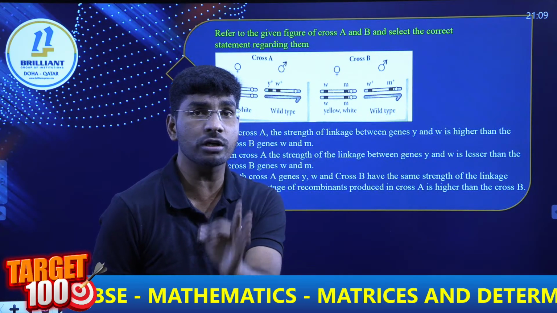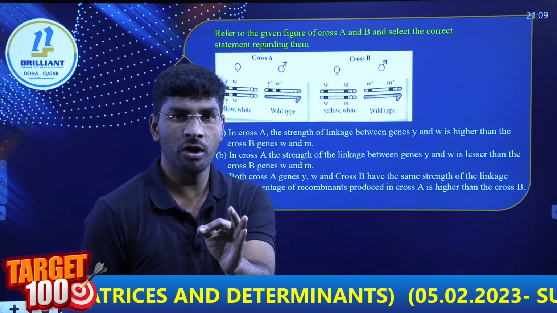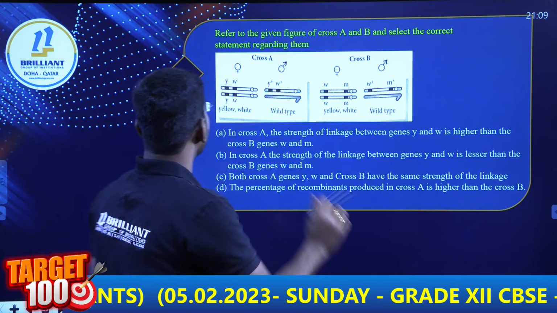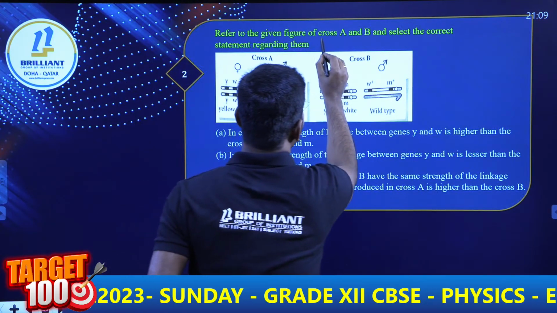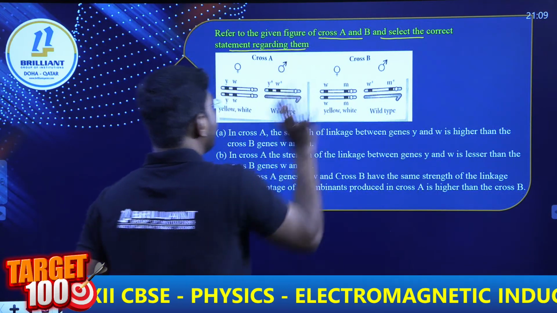Linkage, T.H. Morgan, first time. Experimental proof of what? Linkage, on Drosophila melanogaster, what they call fruit fly. Look at the question carefully. Refer to the given figure. Cross A, cross B. Select the correct statement regarding them.